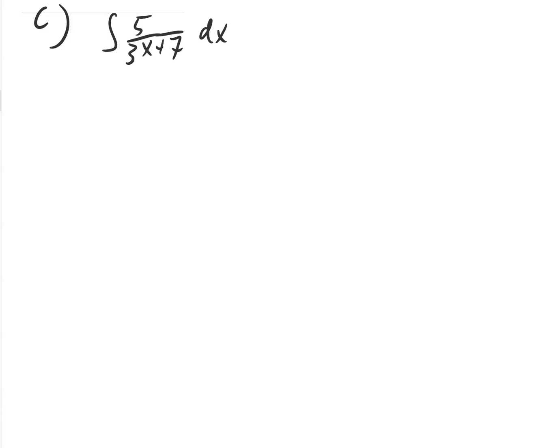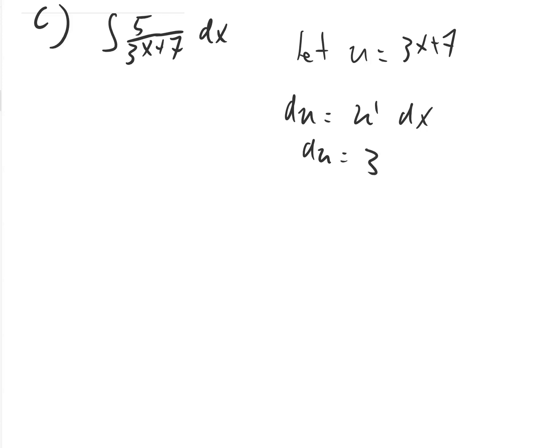Finally, let's take the integral of 5 over the quantity 3x plus 7 with respect to x. So this time, let's let u equal the function in the denominator, 3x plus 7. Then we compute the differential, du. That's going to be u prime dx, so du equals just 3 dx. Solving for dx, we get dx equals 1 over 3 du.